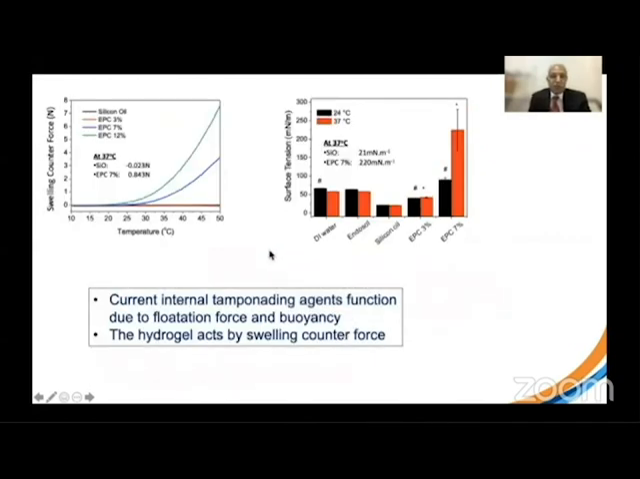The current tamponading agents function by flotation force and buoyancy, while the hydrogel acts by swelling counterforce, and hence potentially it can tamponade inferior breaks as well, and perhaps does not need special posturing. As you can see, the surface tension of this gel is nearly 10 times that of silicone oil at 37 degrees centigrade temperature.